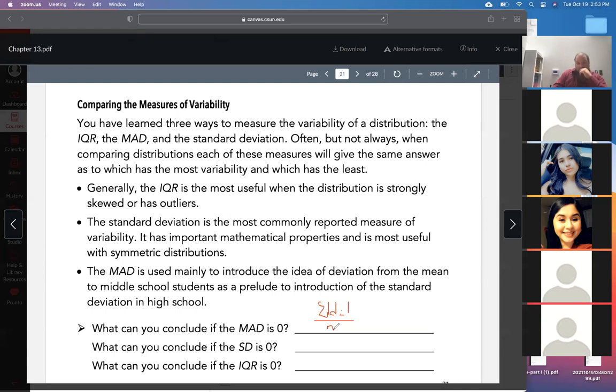All your data points are on the mean, and therefore, all your data points are equal. Excellent. If the MAD is 0, all data is the same.